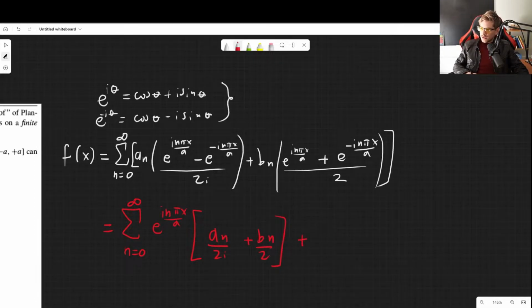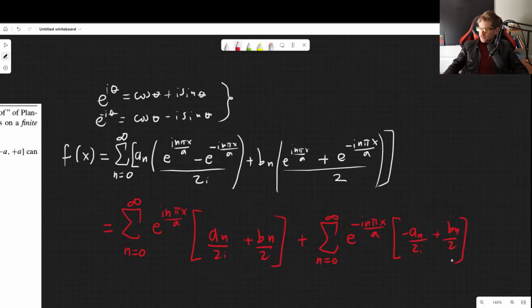And then we have another sum. This time, same limits, but this time it is e to the minus i n pi x divided by a. And that's going to be factored by, let's see, we have minus an this time over 2i plus bn over 2.